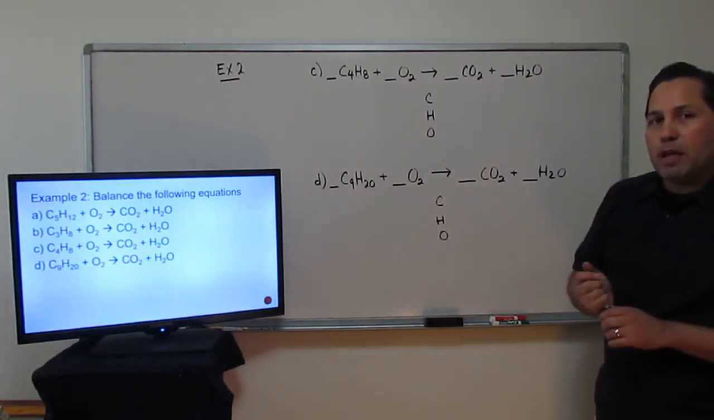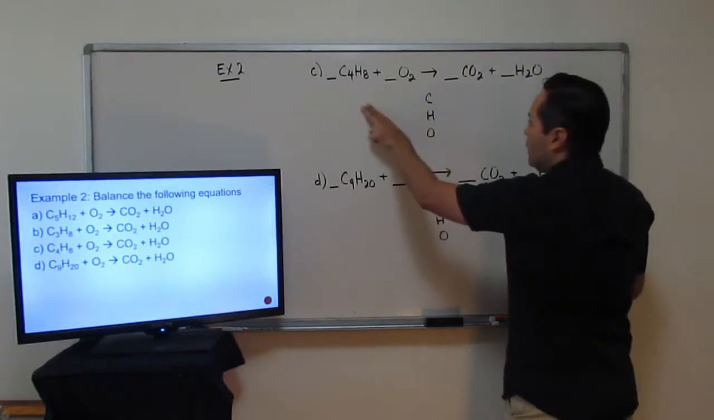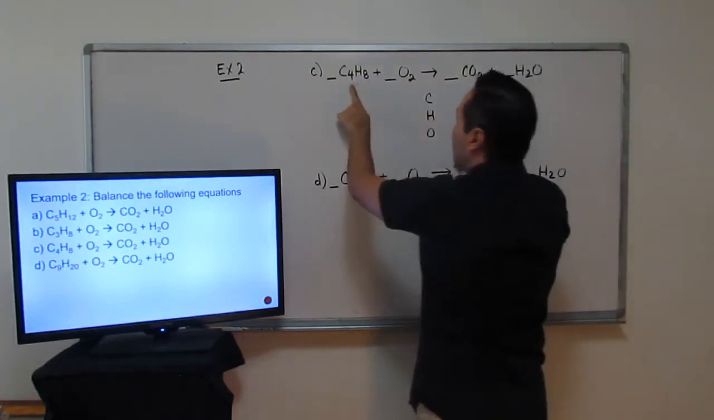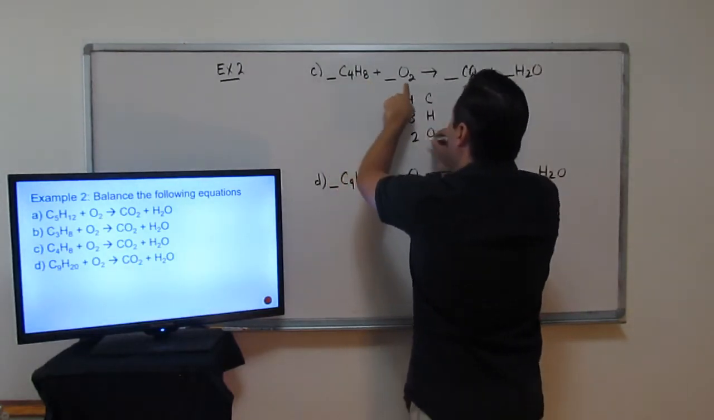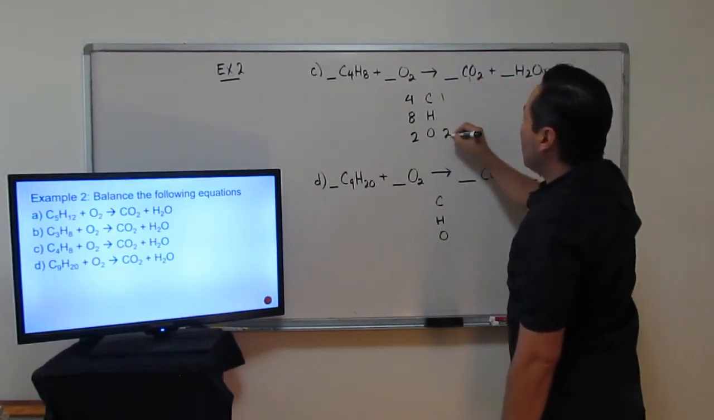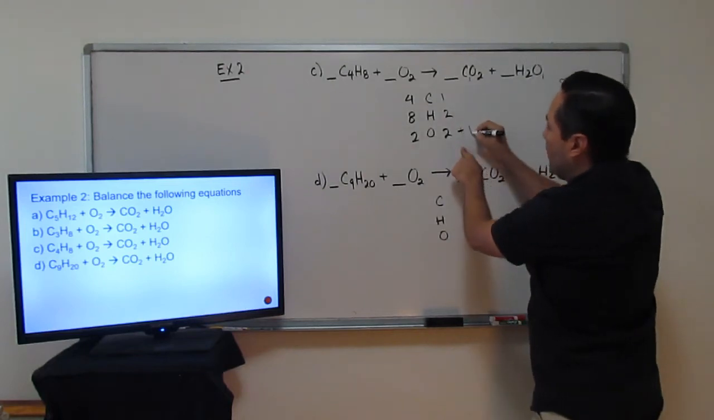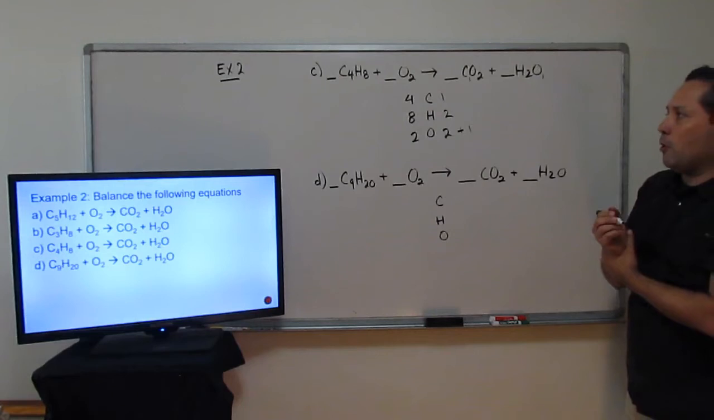We begin by counting how many atoms we have of each element on the left side, which is the reactant side, and on the right side, which is the product side. So we got 4 carbons here, 8 hydrogens, and 2 oxygens. Over on this side we have 1 carbon, 2 oxygens, 2 hydrogens, and 1 more oxygen, which again I'd like to put separate because they are in 2 separate molecules.